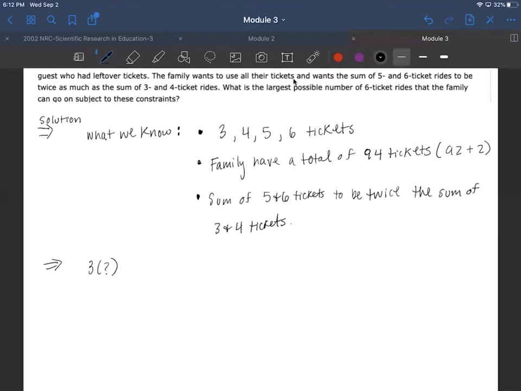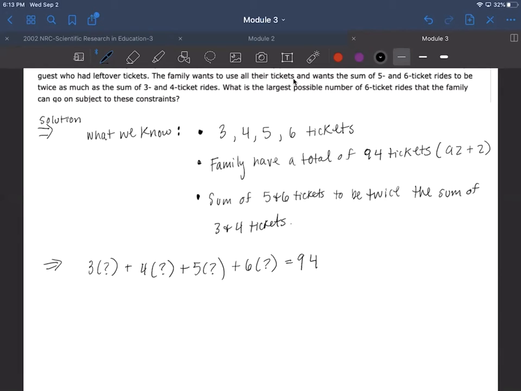If you're wondering still what I'm saying here, I'm essentially saying, how many of the 3 tickets can I have? How many of the 4 tickets can I have? How many of the 5 tickets can I have? And how many of the 6 tickets can I have, that will equal a total of 94 tickets? So this is the first thing that's coming into play in my mind. And then also, there's this thing about the sum of 5 and 6 tickets being twice the sum of those 3 and 4 tickets.